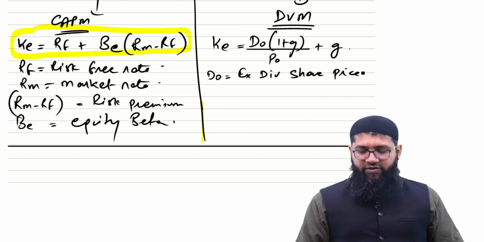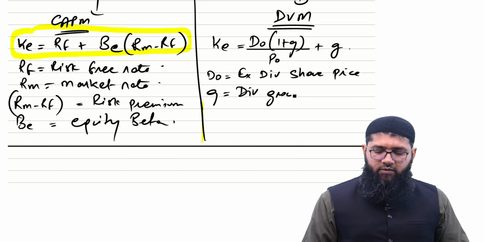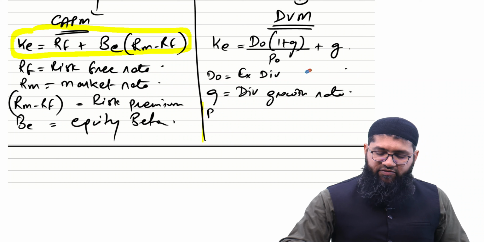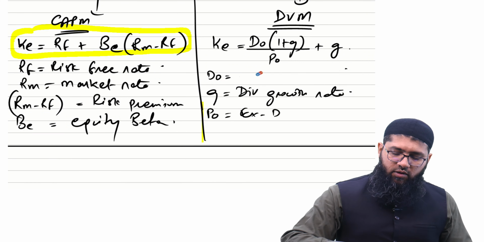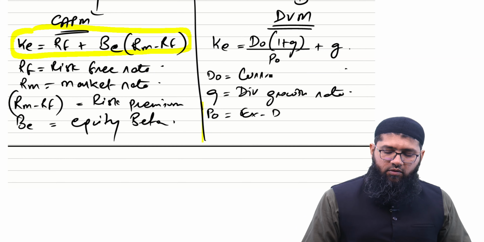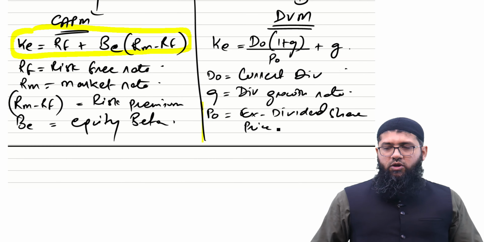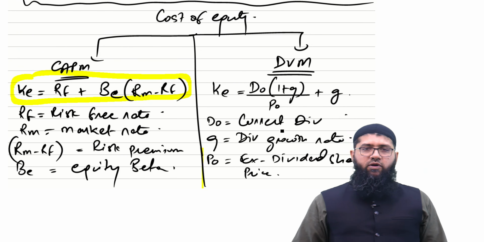the current dividend, and P naught is the ex-dividend share price. We know G is the dividend growth rate. So you could calculate the cost of equity using either of these formulas.